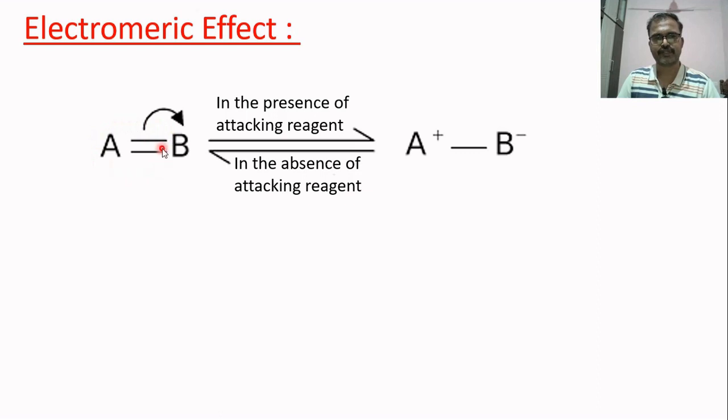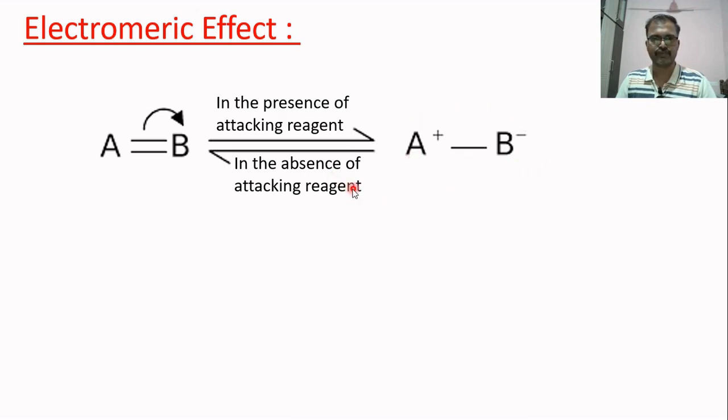When this substrate gets attacked by a reagent, the electron pair forming a pi bond transfers completely to one of the multiple bonded atoms, either towards B or towards A. Here I have shown the electron pair forming a pi bond moving towards B. As a result, we get this species: A with a positive charge, single bond, B with a negative charge. A polarity is produced in the molecule.